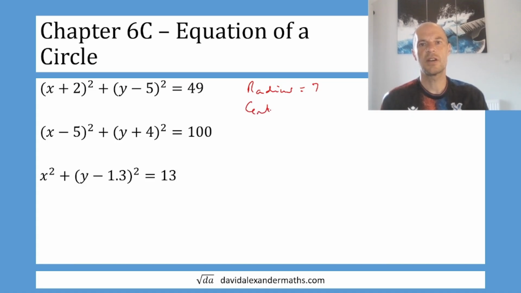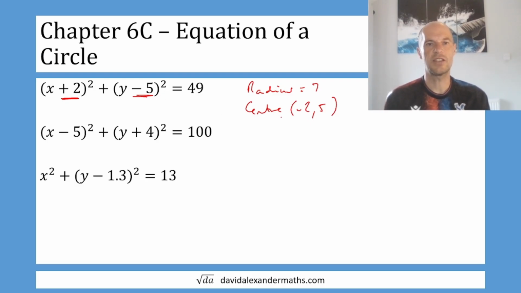Now, what are the coordinates of the centre? Well, the centre is going to be the opposite of plus 2, so minus 2, and the opposite of negative 5, which is positive 5. So nice and easy. So whenever we've got the equation of a circle, we can get two bits of information, which is the radius and the centre. Now here, we just need to remember to flip the signs.